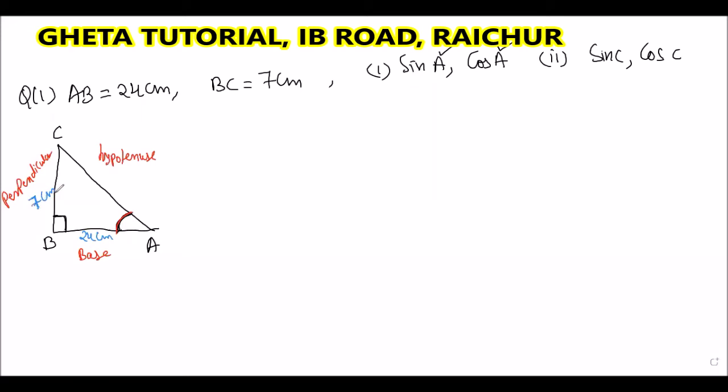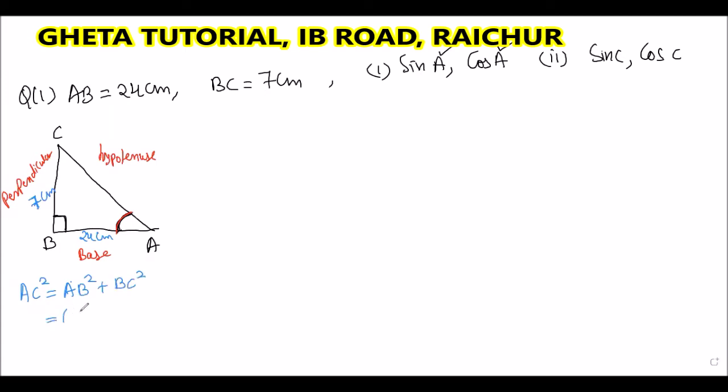So what do you have to find out in this case? Hypotenuse. It is very easy to find. Hypotenuse is AC, so AC square is equal to AB square plus BC square.